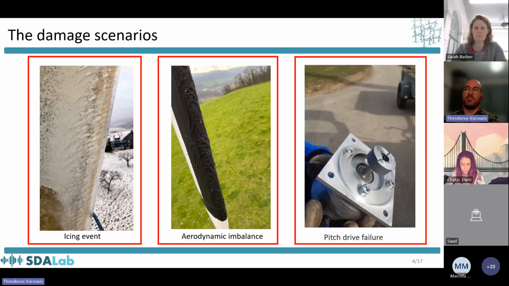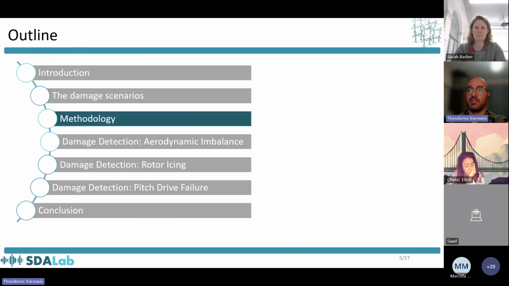Moving to the damage scenarios, we had 3 damage scenarios. The first one is an icing event caused by a cold wave that produced ice forming on the leading edge of the wind turbine blades. Then we have the aerodynamic imbalance case, where a roughness tape was installed on one of the 3 blades, creating an aerodynamic imbalance in the wind turbine rotor. And finally, we have the pitch drive failure, when the pitch drive failed after the pitch linear drive was replaced.